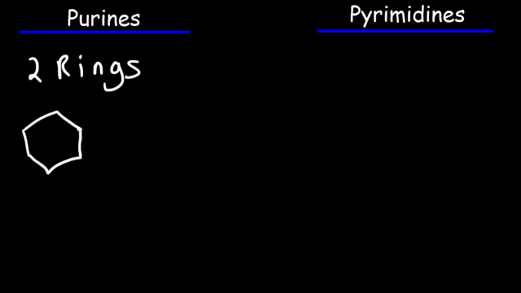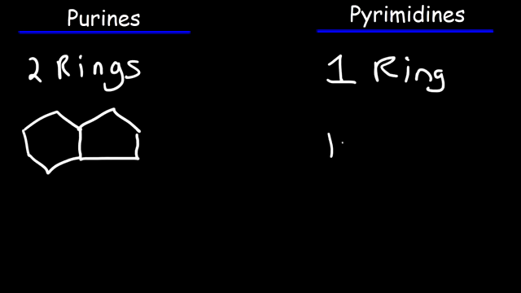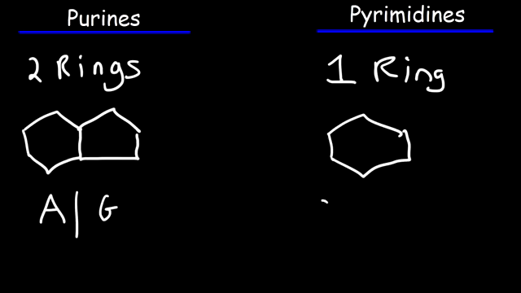Now the nitrogenous bases that we've been talking about can be divided into two categories, purines and pyrimidines. The purines contain two rings. One of the rings is a 6-membered ring, and the other one is a 5-membered ring. Pyrimidines, on the other hand, contain only one ring, and it's a six-membered ring. The purines that you need to be aware of are adenine and guanine. The pyrimidines include cytosine, thymine, and uracil.